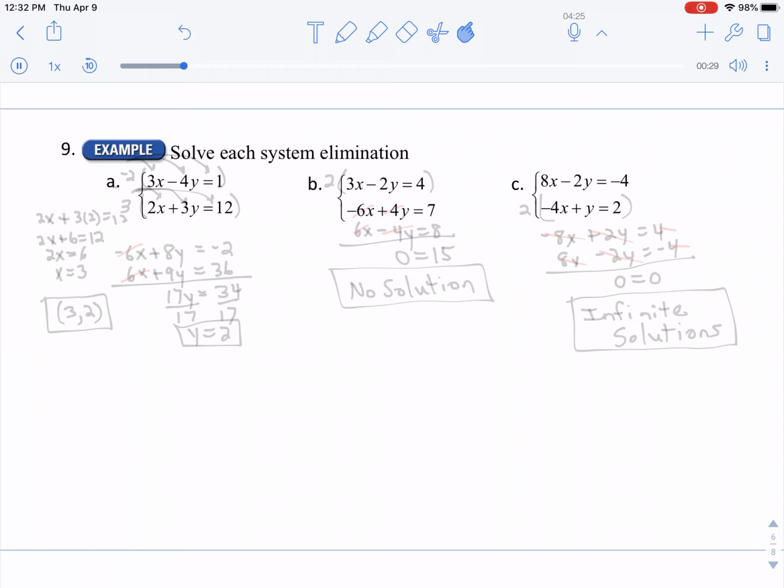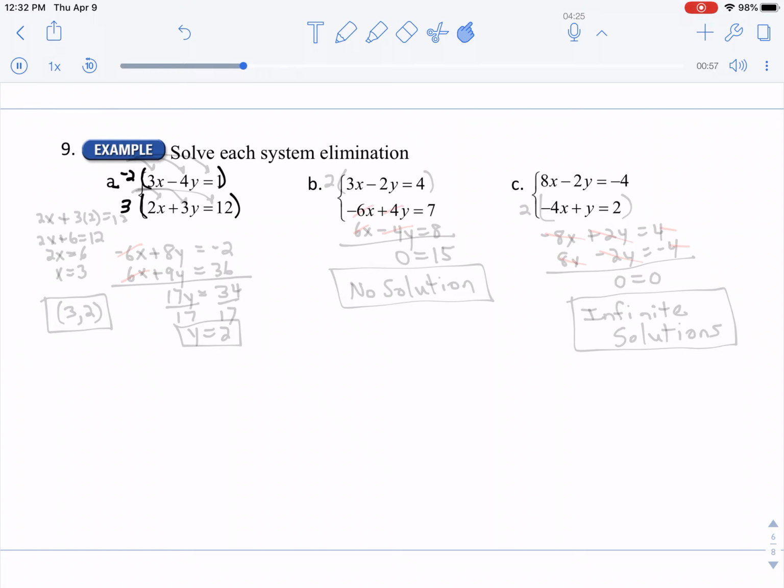A number that when I add 3x and 2x, it becomes 0. So what I'm going to do is multiply the equation that starts with 3x by a negative 2. So I'm going to multiply this entire first equation by a negative 2. And the second equation I'm going to multiply by a positive 3. Now let's see what happens.